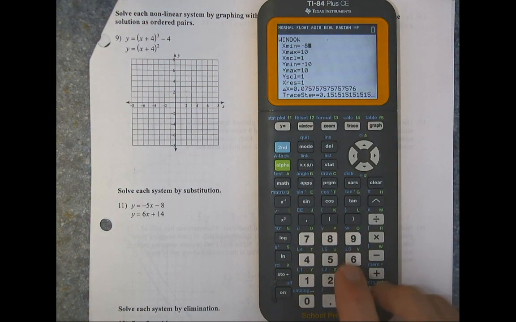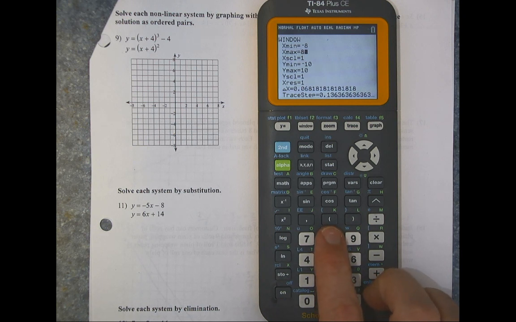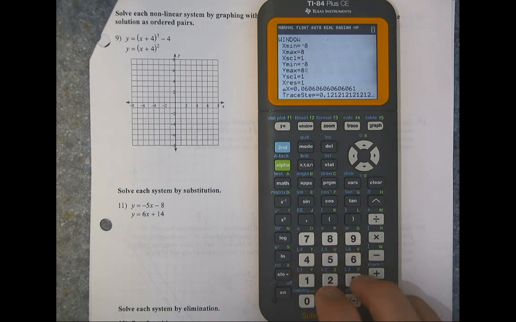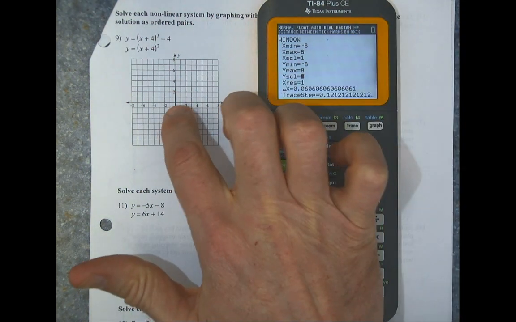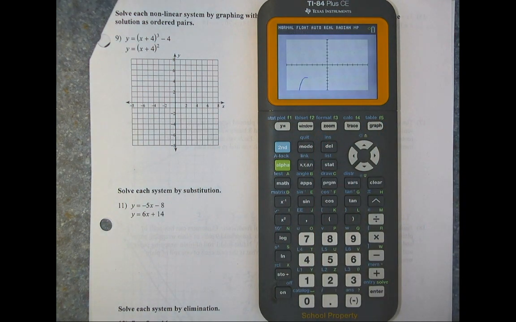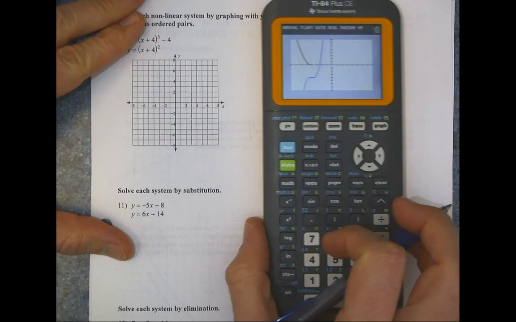So I'm going to put in negative 8 and positive 8 for my x minimum and maximum, and my y minimum and maximum. Scale of 1 is accurate. Okay, we're counting by ones. So now if I go back to my graph, it's going to look very similar, but I can get a much more accurate sketch now.